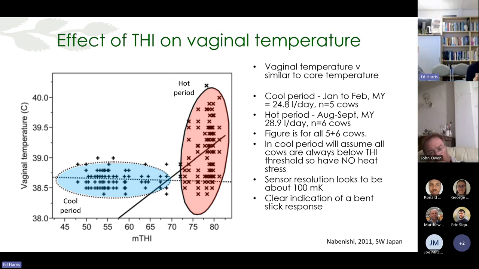I'm assuming here that those individual symbols are individual cows? Yeah, the group size isn't very big, 5 or 6 cows. So you've got repeats within there. The resolution of the data isn't that good. Everything's in a line vertically or horizontally. I can see. But I don't think those are cows. So you have some on average in the hot cow group that are just as low as in the cool cow group. But then the hot temperatures go way up.